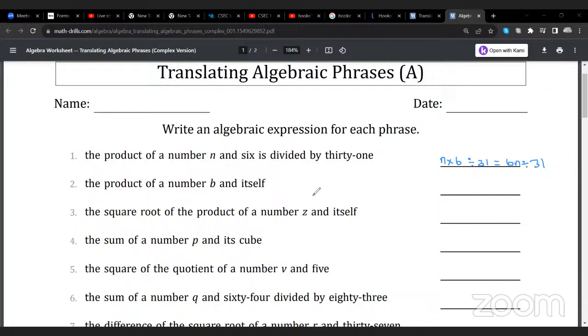The product of a number B and itself. So you're multiplying B by itself. So basically, B times B will be the same as B raised to the power of 2. Very good try, Krishan. Instead of writing a square, it should have been B square. All right, good.